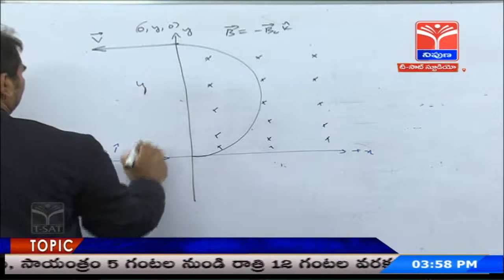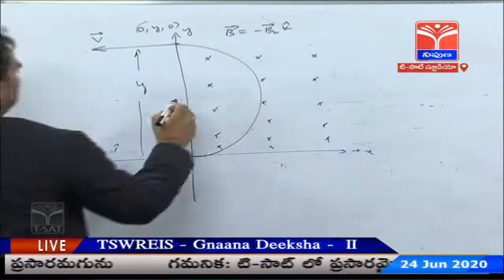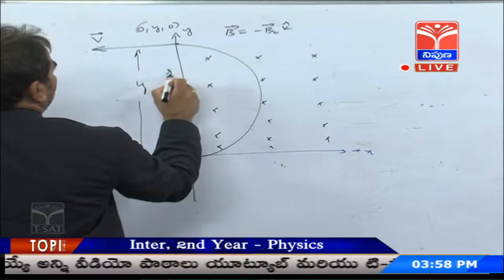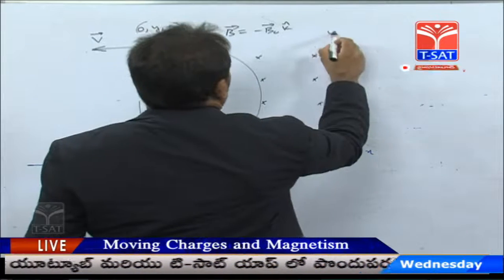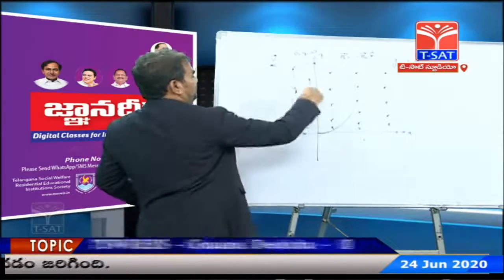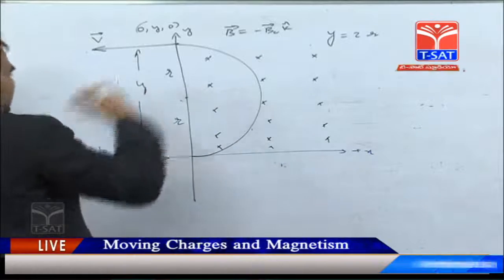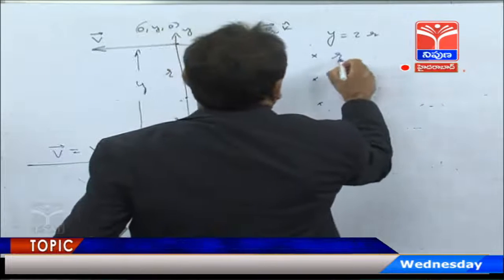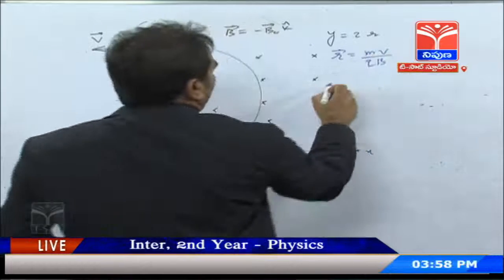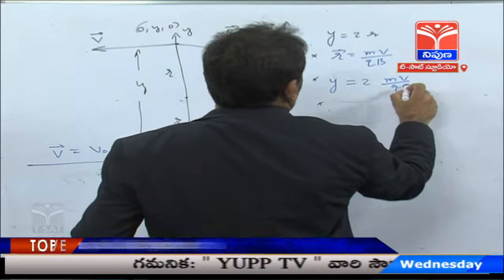This length gives the value of y, which is the diameter of the circular path. Let the radius of the circular path be r, this is also r, this is also r. The total length of the diameter, y, is equal to r plus r, which is nothing but 2r. When the particle enters the magnetic field and moves in a circular path, the radius of the path is given by r is equal to mv upon qB. Substituting this value in the above equation, y is equal to 2 into mv upon qB.